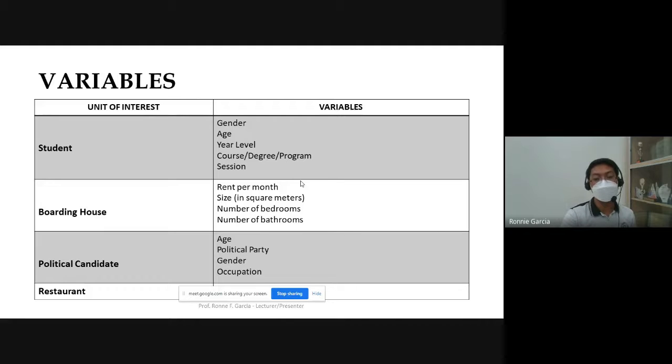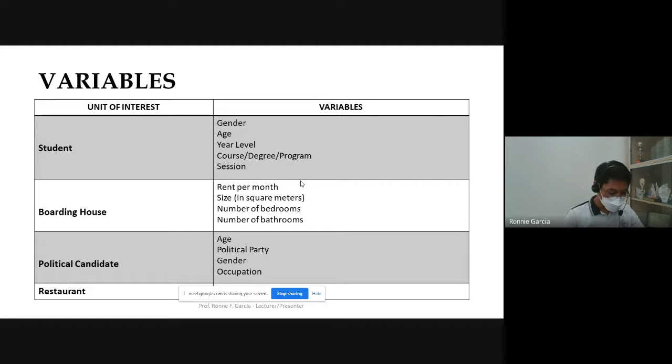Another is the size in square meters. Kinaay mga boarding house nga dagko, naapoy gamay, na isa lang ka kwarto, naapoy shared mo. So that can be another variable, the size, the number of bedrooms, as well as the number of bathrooms. We can add more variables for the boarding house.